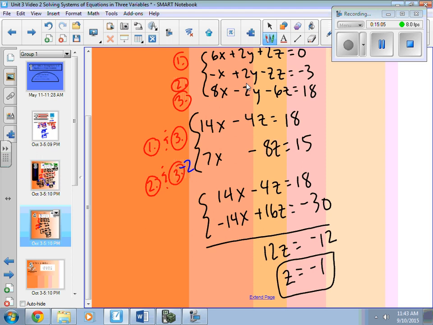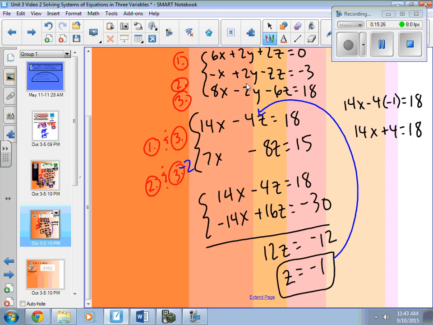All right, let's see how you did here. At this point, you'd want to substitute this back into one of the equations with two variables. I don't know, this one might be a good choice right here. Let's substitute in for that z. So you get 14x minus 4 times -1 equals 18. Multiply two negatives, that's going to be a positive. Subtract 4 and divide by 14, looks like x equals 1.